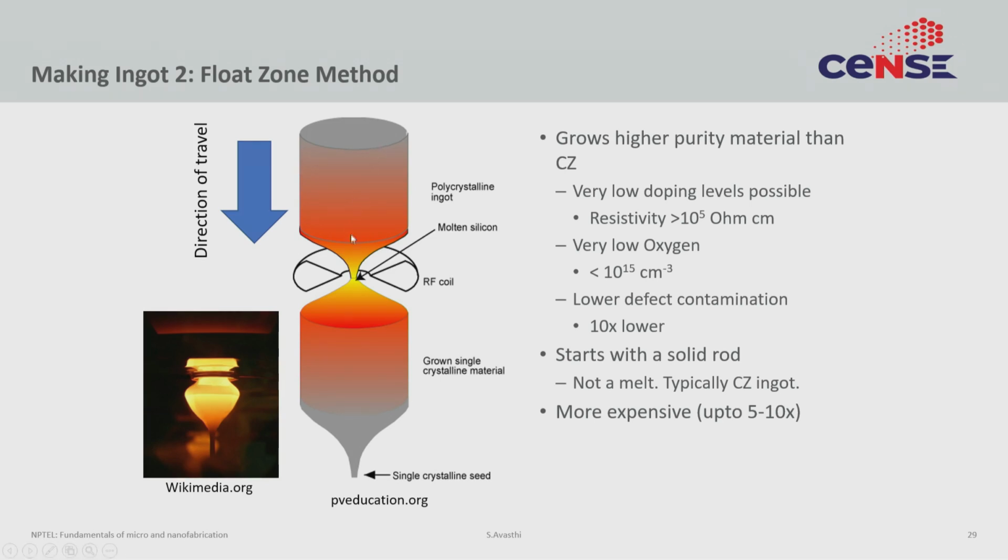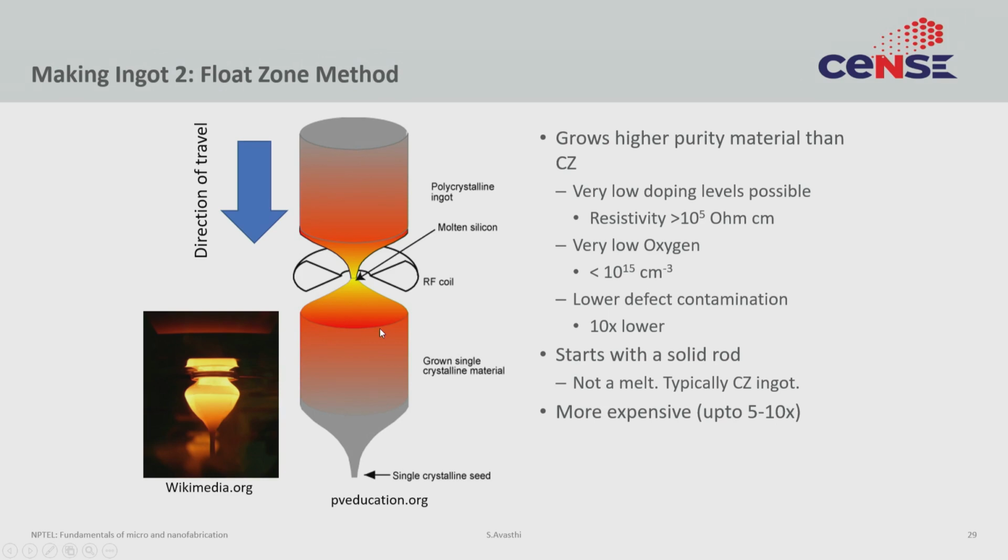Then you introduce an RF coil around this. Now this RF coil will cause localized heating. So you are not melting the full ingot, you are causing localized heating. This localized heating will melt a small portion, and that melted portion will fall because of gravity through the RF coil and then resolidify, because the heating is localized. As soon as it passes the heated zone, it resolidifies. So if you slowly move this RF coil from the top to the bottom, you would actually crystallize the material from top to bottom.